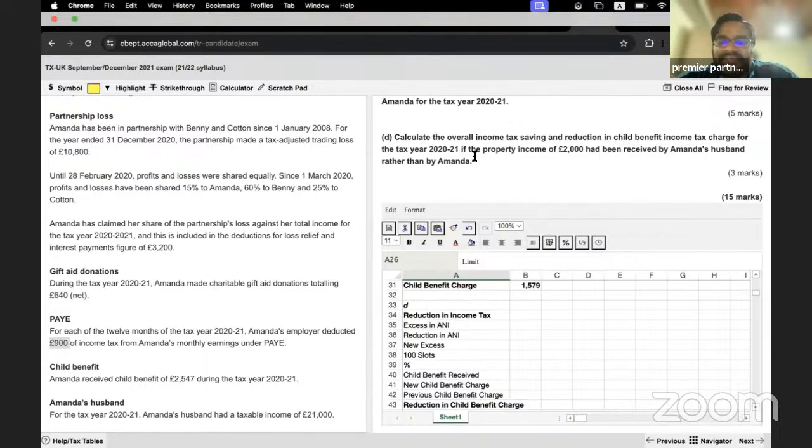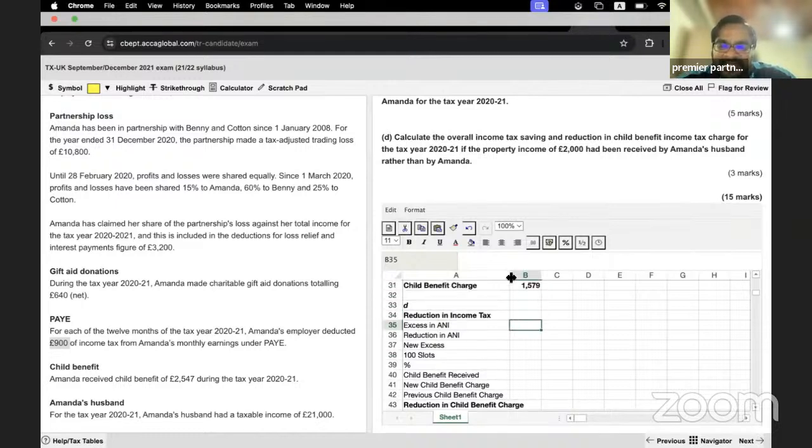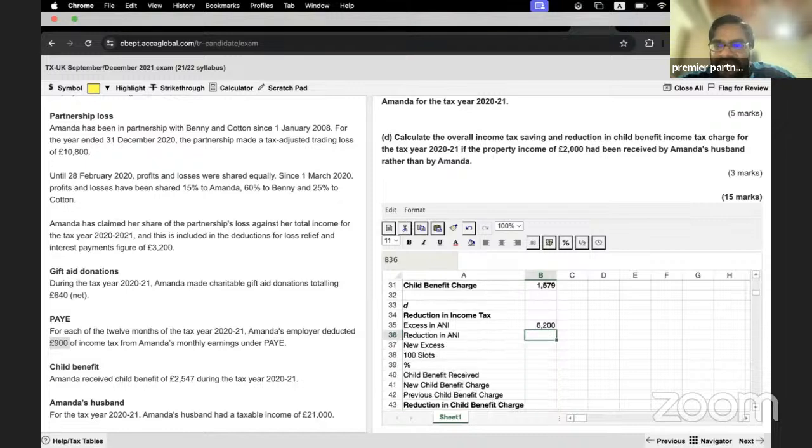So we simply have to compute what kind of gap or impact will happen if the property income is received by Amanda's husband instead of Amanda. So if that happens, what will happen to adjusted net income? We already have the excess, right? Which is 6,200 for Amanda. Now, if this property income is taken out of Amanda, what will happen?